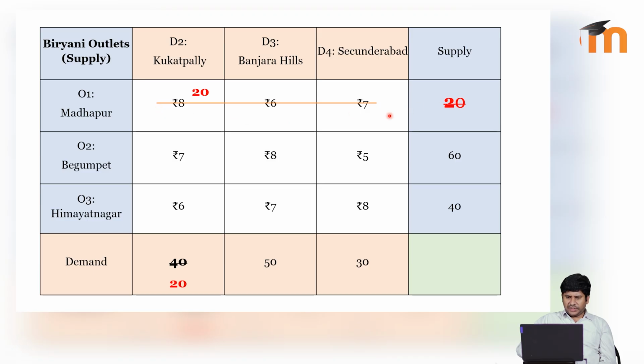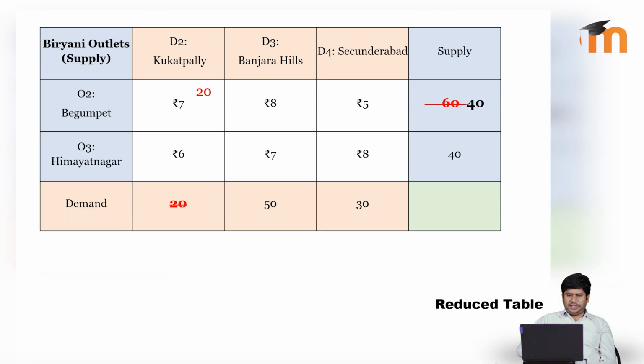Okay, what are the remaining values we have? 7, 8, 5, 6, 7, 8, 60, 40, 20, 50, 30. Now this is the table. Now again, what is the northwest corner value? 7. The corresponding supply value is 60. The corresponding demand value is 20. Now subtract this least value 20 from the highest value 60. 60 minus 20 is 40.